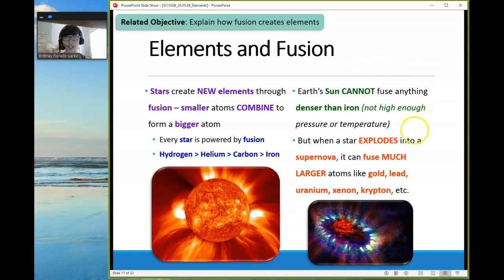However, when a star explodes into a supernova, supernovas do have enough pressure and temperature to begin to fuse much larger atoms. So these can fuse things like gold, lead, uranium, xenon, and krypton, and this also explains why these things are a lot less prevalent on Earth, because during the formation of our solar system, they're a lot harder things to make.